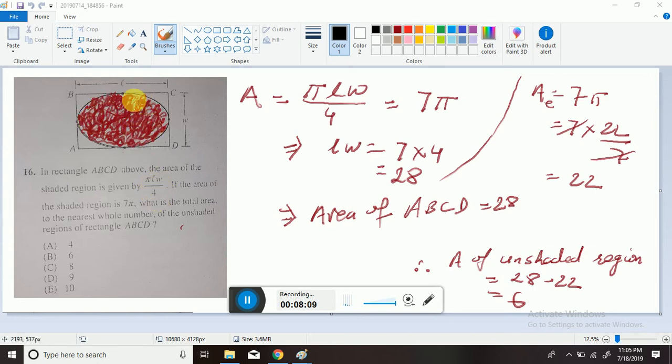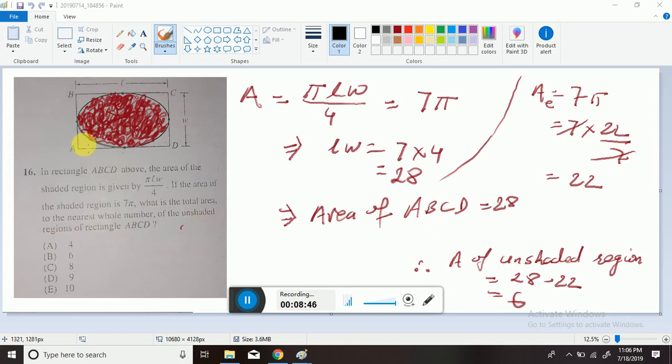This is the shaded region that I have overshaded here because the question is not very clearly visible. Here L means the length of the rectangle and W means the width of the rectangle, and the area of the shaded region, like an ellipse, is this, pi LW by 4. If the area of the shaded region is 7 pi, what is the total area, to the nearest whole number, of the unshaded region of the rectangle?